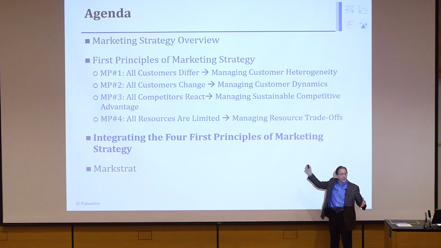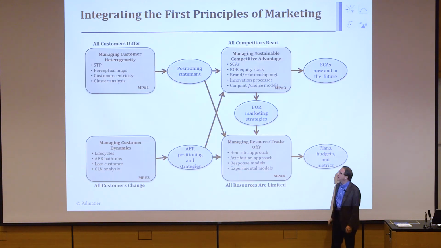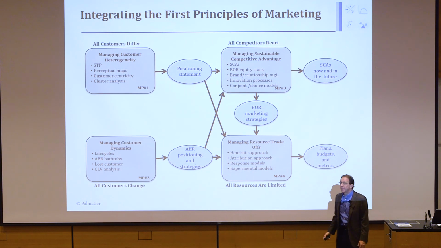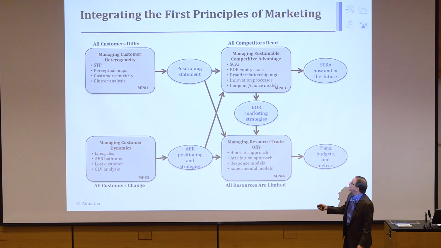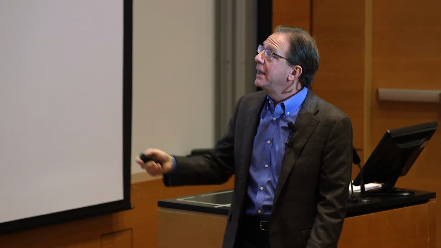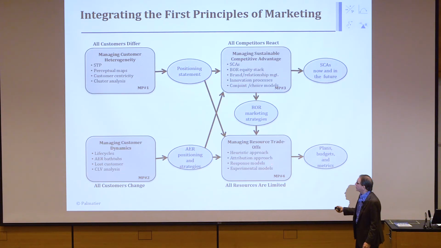Do you do them all separately, or is there some natural sequence? Well, there is a natural sequence. Here's the picture, and I'm going to walk through this a little bit. You do market principle one. That drives a positioning statement. That positioning statement is used for understanding how you're going to build walls around your business, because your positioning statement tells you who your customers are and how you're competing, so that tells you how to build your walls. It also gives you input into your resource trade-offs.